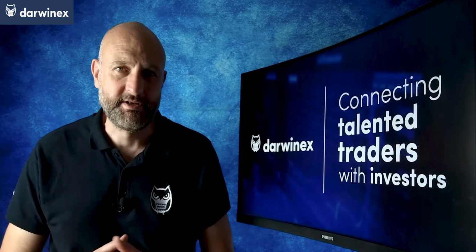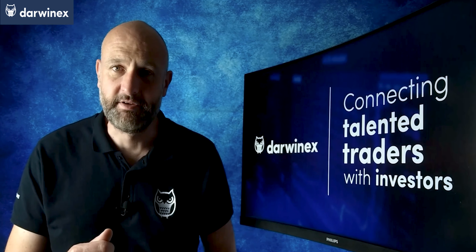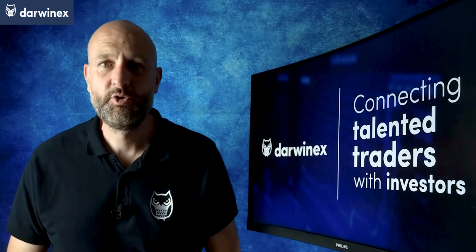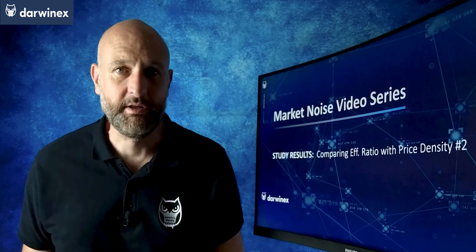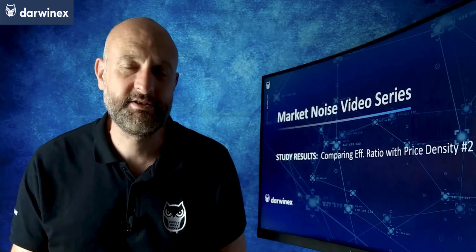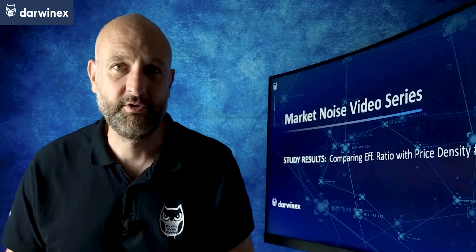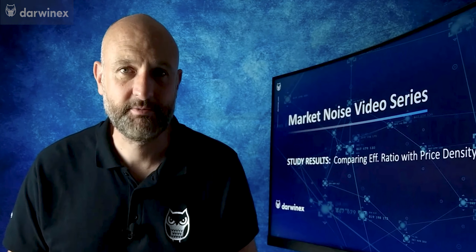Following the last episode where we compared the effectiveness of the efficiency ratio and price density to inform asset noise filtering, this time I do similar but for a technique called instantaneous noise filtering. Find out which will come out on top after this brief message.